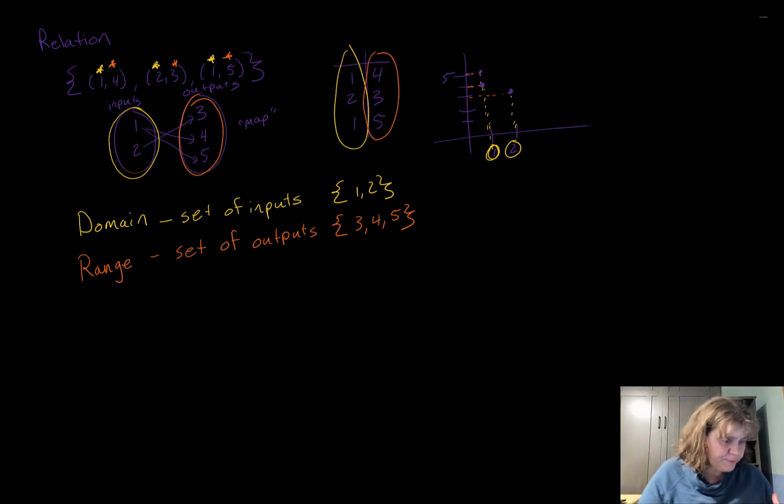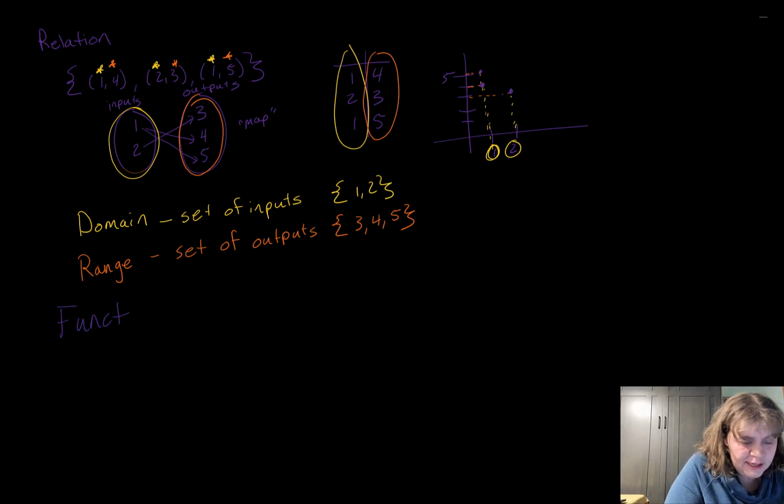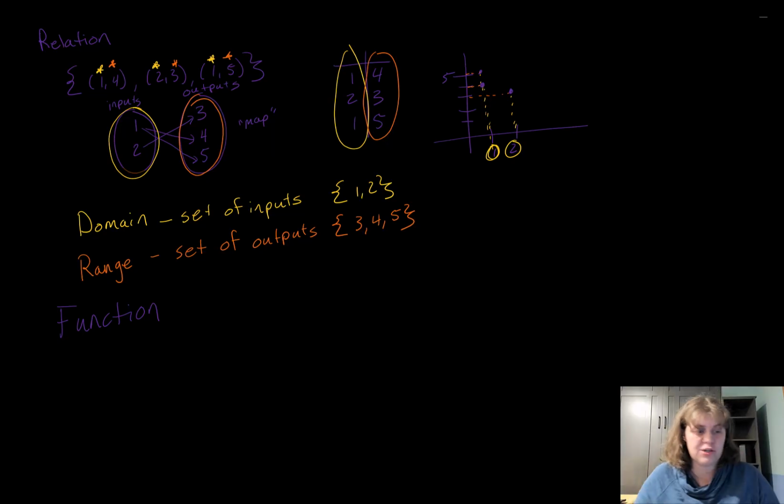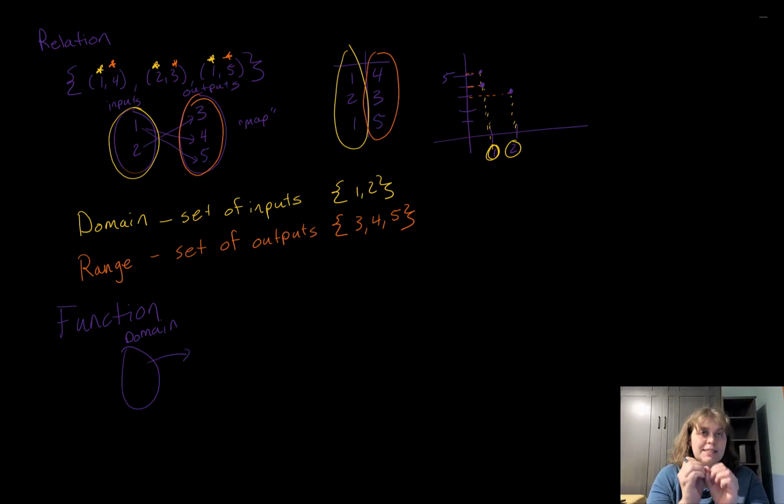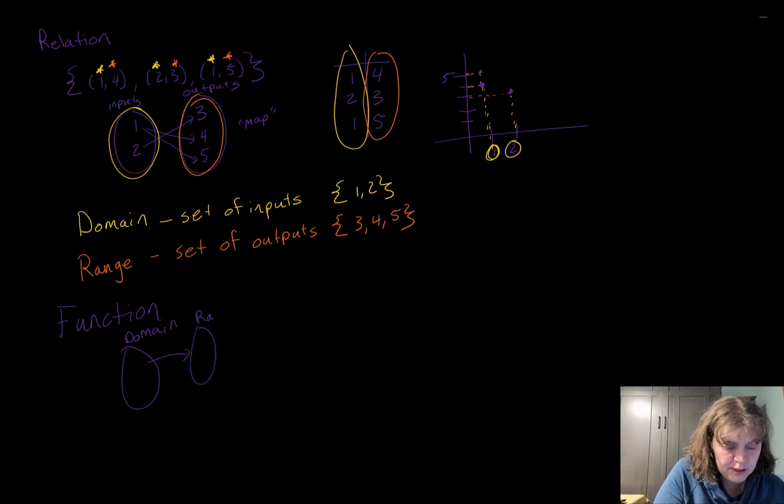All right, so a function, because that's what we really want to talk about here, is a special type of relation. It is a relation that assigns each element of the domain, so everybody over on this side of the mapping, each of these guys gets paired with exactly precisely one single element in the range.